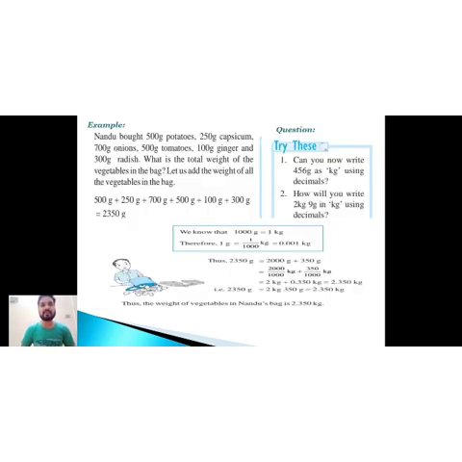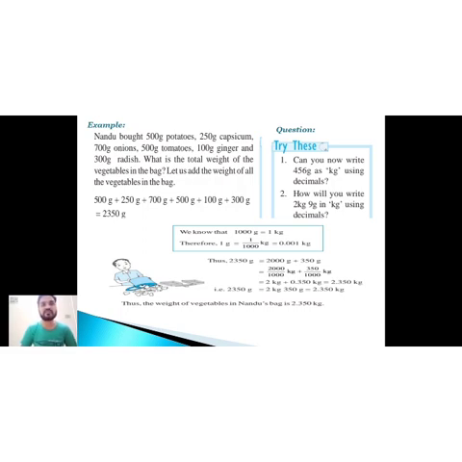Here is an example. Nandu bought some vegetables from the market. First of all, we have to add up all the values: 500 gram, 250 gram, 700 gram, 500 gram, 100 gram, 300 gram. The total value is 2350 gram. Now, as we know, 1 gram equals 1 upon 1000 kg.